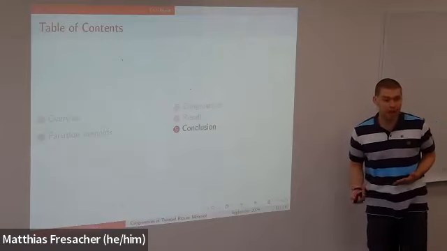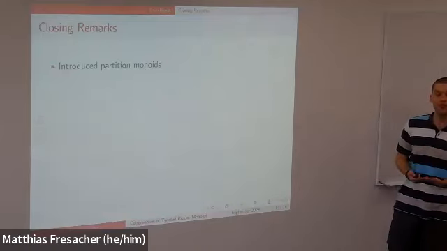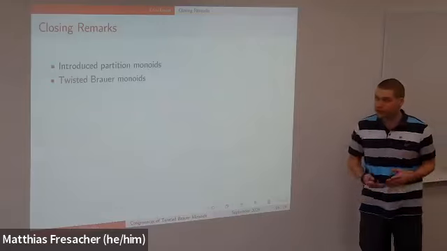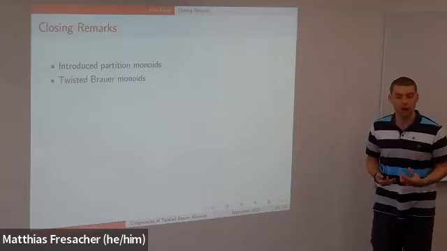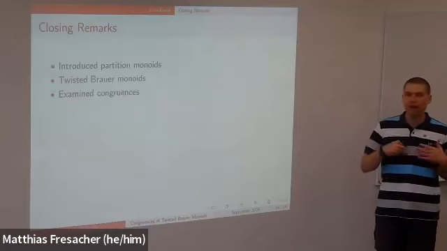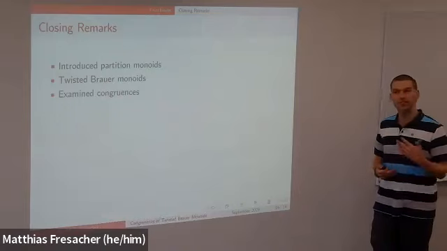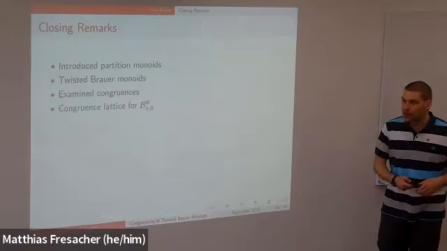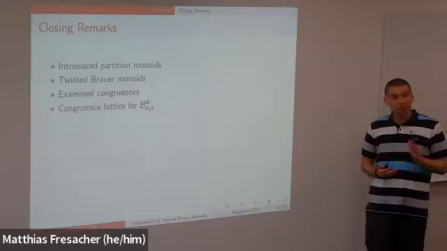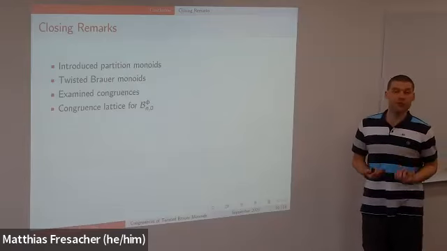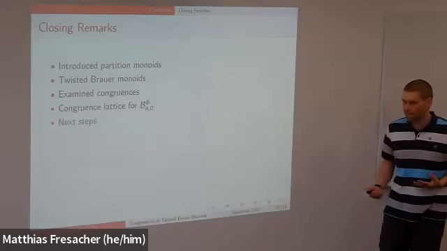That brings me to the end of my talk. I've introduced you to partition monoids, specifically the twisted Brauer variety. I went through congruences and showed you some examples. This allowed me to state what the congruence lattice is for the zero-twisted Brauer monoid.